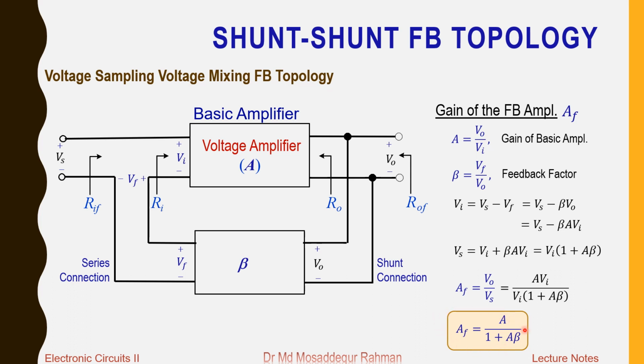So that is our original expression, the general expression for the gain with feedback that we derived in our first lecture on the feedback amplifier from the general signal flow diagram of the feedback amplifier. In this case, the gain A is the gain of the voltage amplifier V naught by Vi, and beta is the feedback factor of the feedback network.